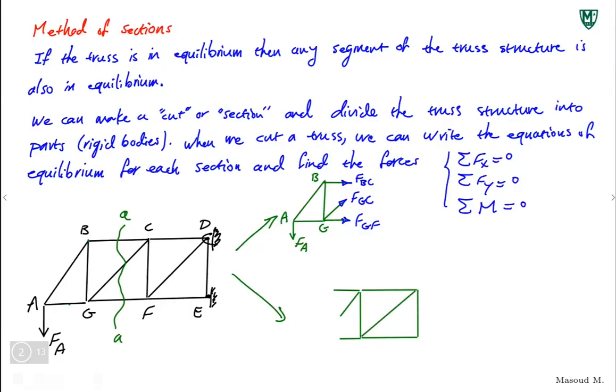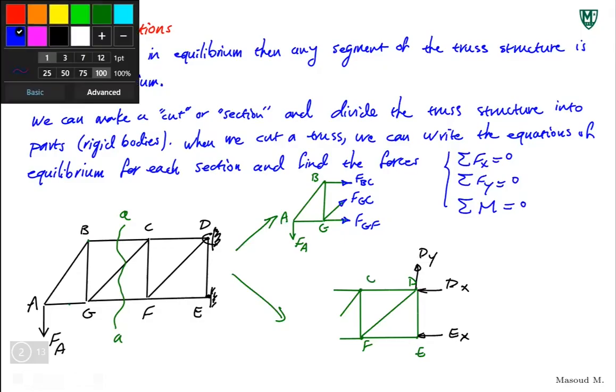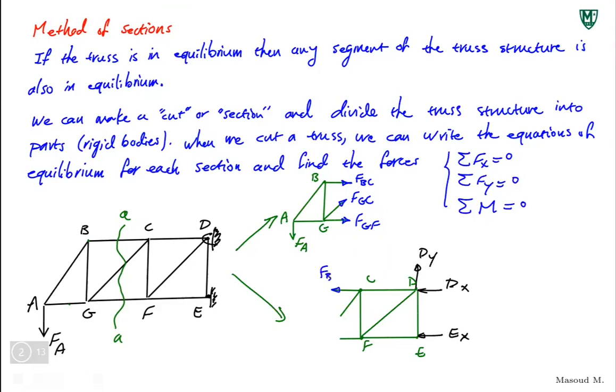Now, if I isolate that part, keep in mind that I still have supports on that side, so I have to take into account those supports. This is probably Dx. Let's just choose some direction. This is Dy. I have a roller there. So this is Ex. Assuming that this is x and this is y, and these are the points: this is D, this is E, this is F, and this one is C. So we have the forces in our members. This would be FBC, this would be FGC, and this would be FGF.